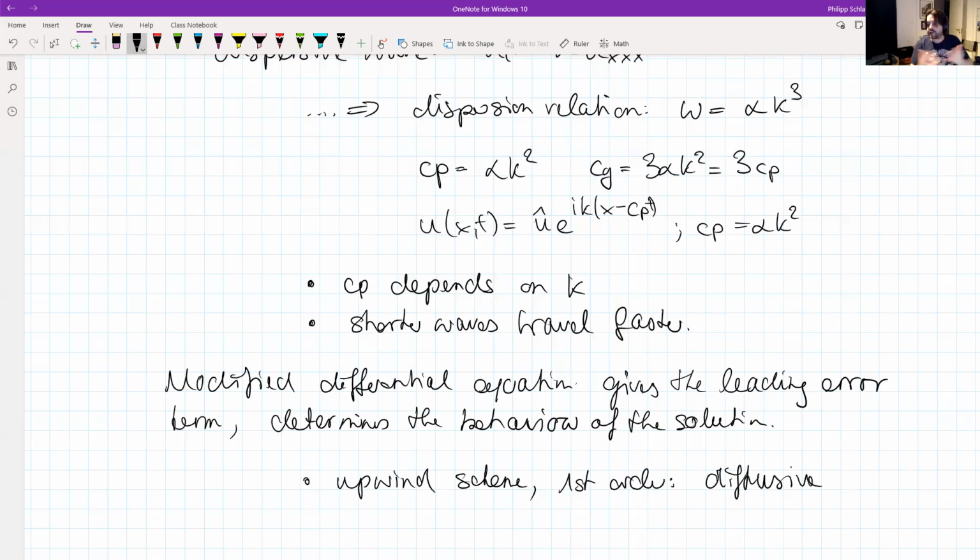irrespective of whether we do this flux split scheme where it would work from both sides. The underlying discretization is still a first order scheme. And then, as I said, you get a diffusive behavior.